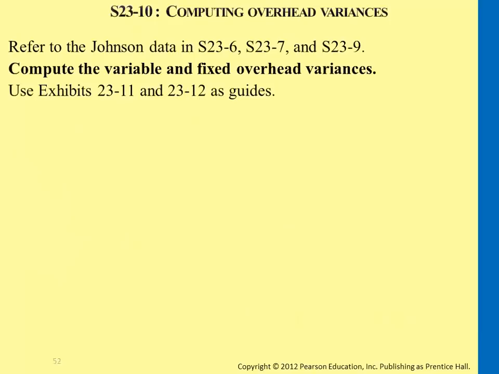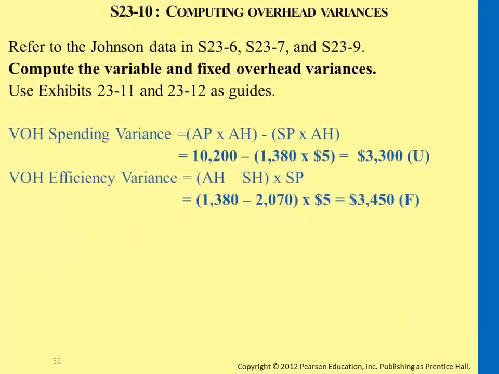2,070 hours. But they only used 1,380 hours, so it's actually favorable, a cost saving to the business. Because we had a difference, 2,070 hours minus 1,380 hours. That would be 690 hours favorable. And these hours, we times the original rate again, $5. So we saved 3,450 efficiency-wise.